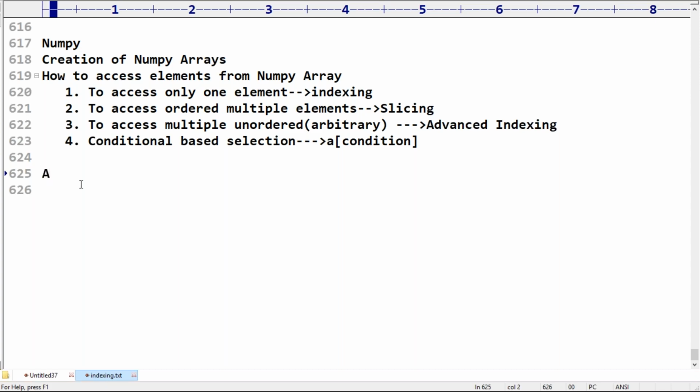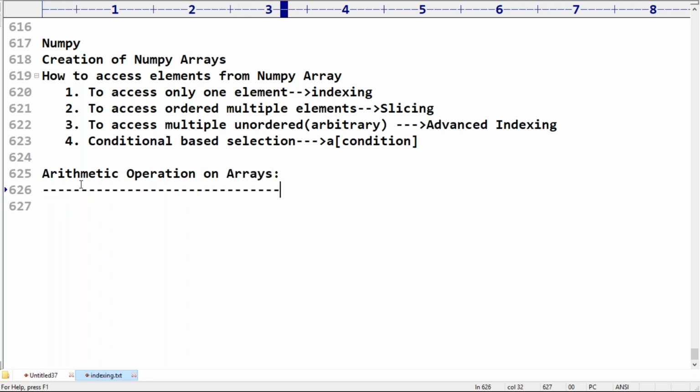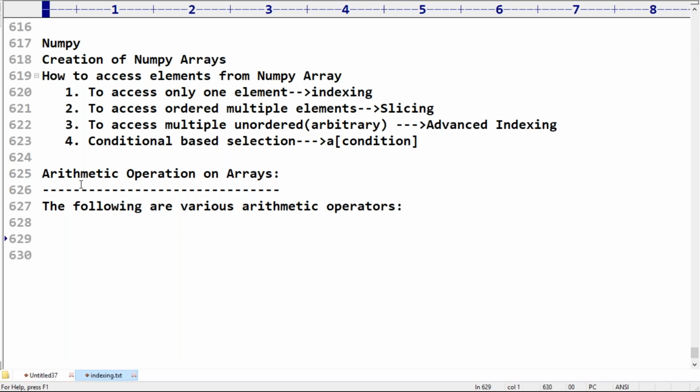First, what I have to perform is arithmetic operations on arrays. Which operators are called arithmetic operators? The following are various arithmetic operators available. What are the various arithmetic operators we have?